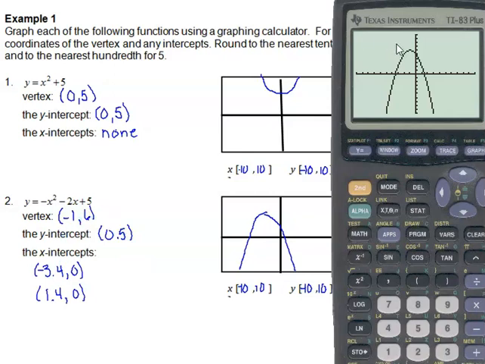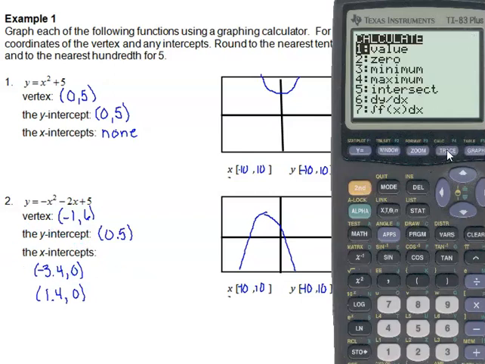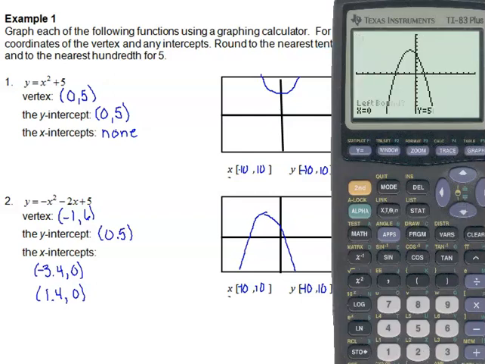So my vertex, again, this time I'd have to choose maximum, left bound, right bound. But I want to show you the x-intercepts. So remember last year we did second, trace, and we want to choose 0. So 0 is another word that we use for x-intercept. Depending on which one I'm looking for, it's going to ask me, are you to the left? So I'm going to find this one right here first. So yes, I am to the left, I'm above.